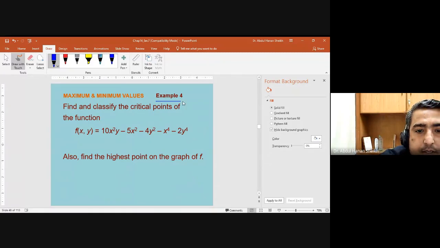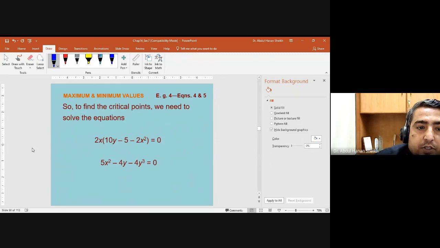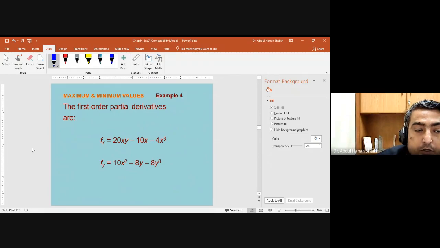And this is another example, example number 4, and this is a polynomial function. We have to find the highest point on the graph. It means we have to find the maximum point. If there is a maximum point, we have to find that one. Find and classify the critical points. So first of all, for critical points, take the first derivatives and equate them to 0.